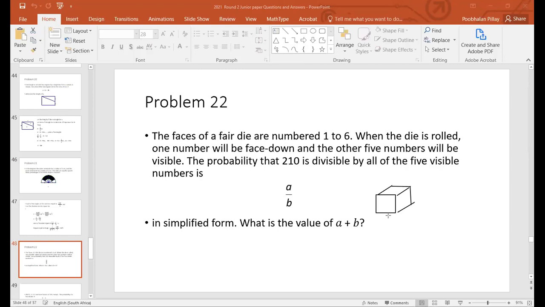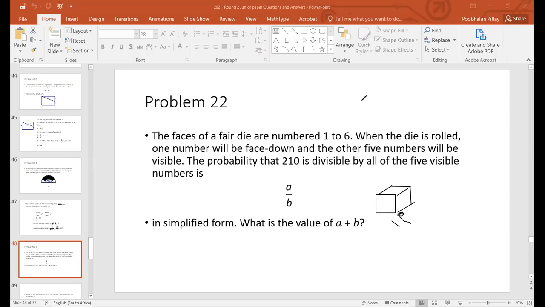Right? The one which is down you can't see. Right, okay, at that part we can understand. But now it says that 210 is divisible by all the 5 visible numbers.